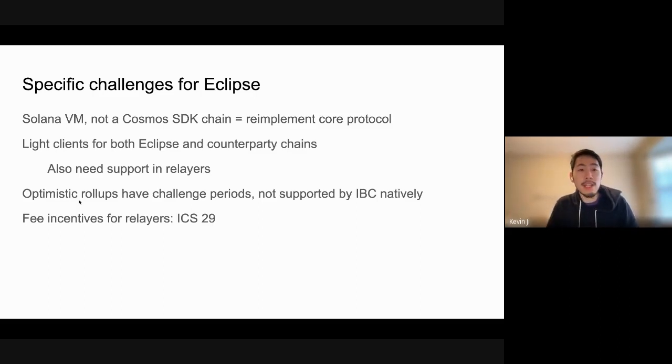And then there are some interesting challenges around paying fees for relayers, because relayers have to pay gas to actually deliver these messages back and forth. So ICS29 is working on this. There's no chain right now that actually has support for this, but that's something that is interesting for Eclipse as well, given that we have these app-specific chains that might all have their own tokens. So this might be uniquely challenging for some relayers.